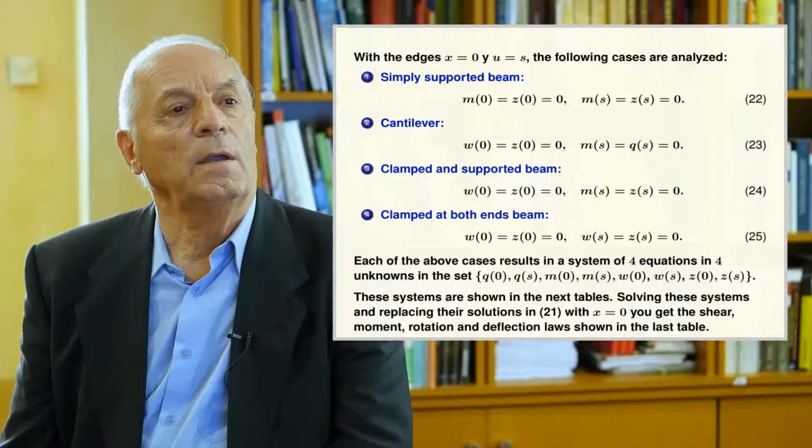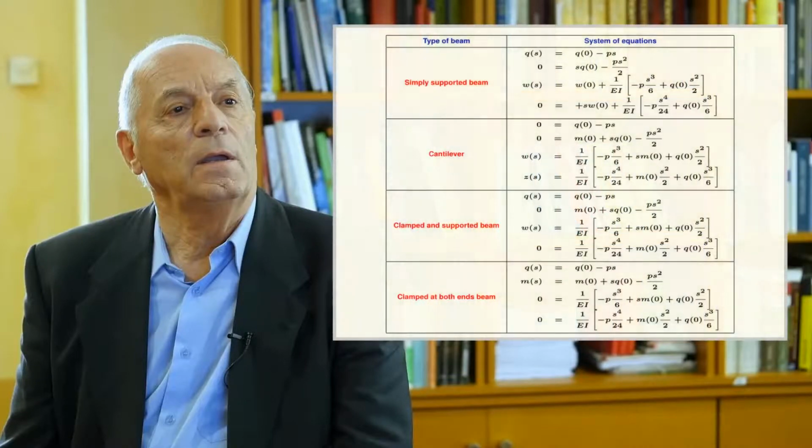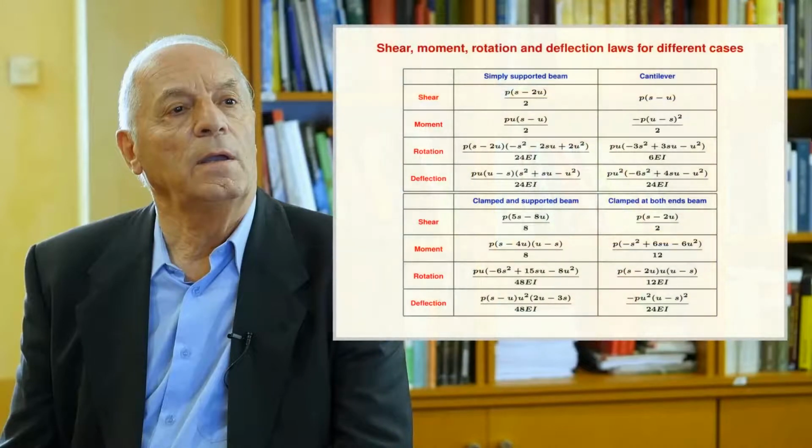Each of the above cases results in a system of 4 equations in 4 unknowns in the set indicated. These systems are shown in the next tables. Solving these systems and replacing their solutions in 21 with x equal to 0, you get the shear, moment, rotation, and deflection laws shown in the last table. This table gives the systems of equations resulting for each case of beam. This table gives the shear, moment, rotation, and deflection laws for the 4 different cases.